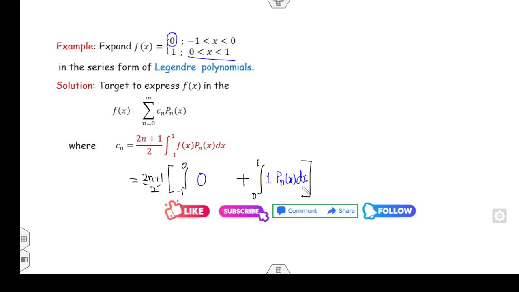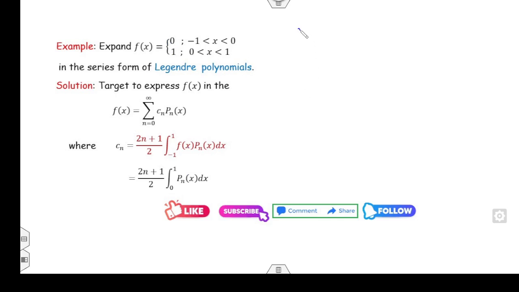Clear? अब आप इसमें substitution. Now your target is to find the value of C0, C1, C2, C3, C4 and so on. क्योंकि ये polynomial नहीं है तो आपको infinite series तक लिखना होगा.